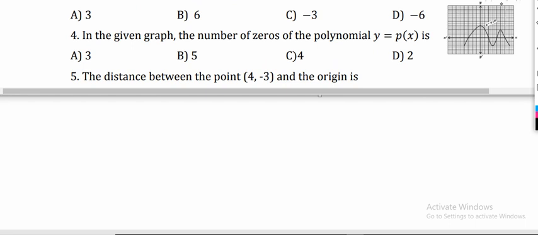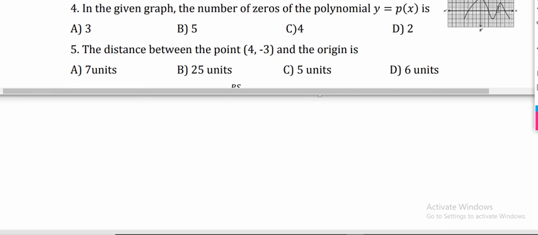In the given graph, the number of zeros of the polynomial y is equal to p of x is... You observe here, the number of zeros means how many times the graph touches the x-axis. Here you observe this one, here also it touches the x-axis, here also it touches the x-axis, here also it touches. There are 4 times it touches the x-axis, therefore the number of zeros is 4. So then we move on to the next question.